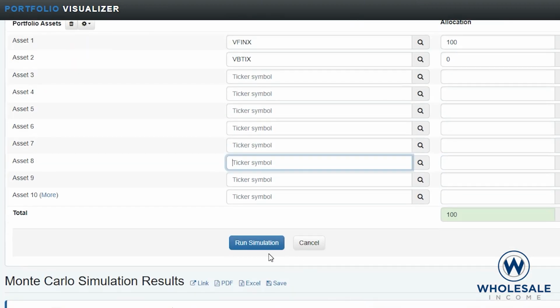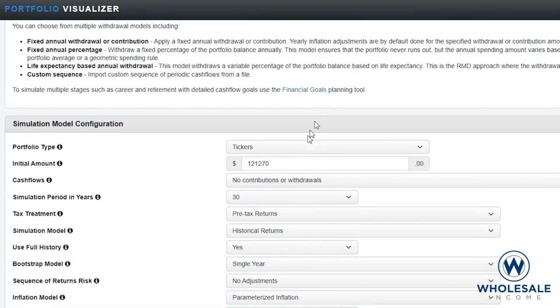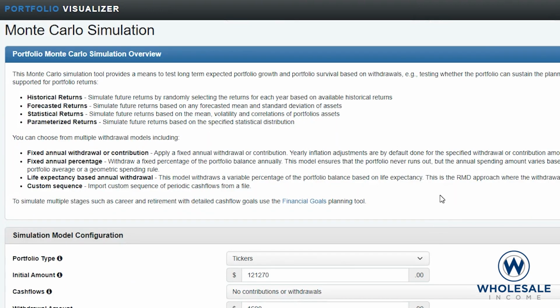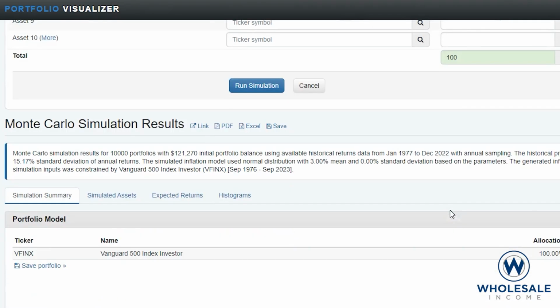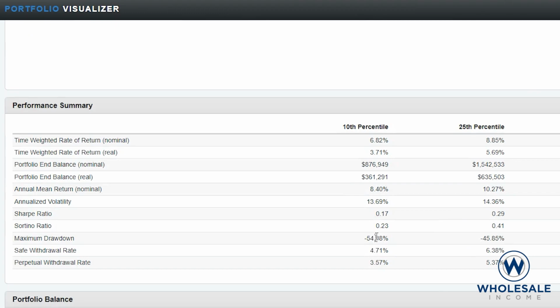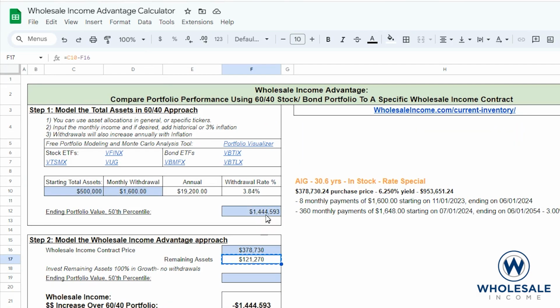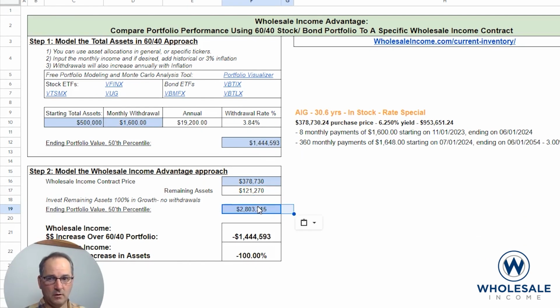Now, what do you think that's going to do? You've got way less money to start with, $121,000 instead of $500,000. Run the simulation. Well, the first thing to pay attention to is the worst case scenario. You never run the risk of running out of money. But let's check out the 50th percentile. This is the nominal number, the one we looked at in the other. Oh, 2.8 million. If I recall right, that's a little bit more than 1.4. In fact, it's 94% more.